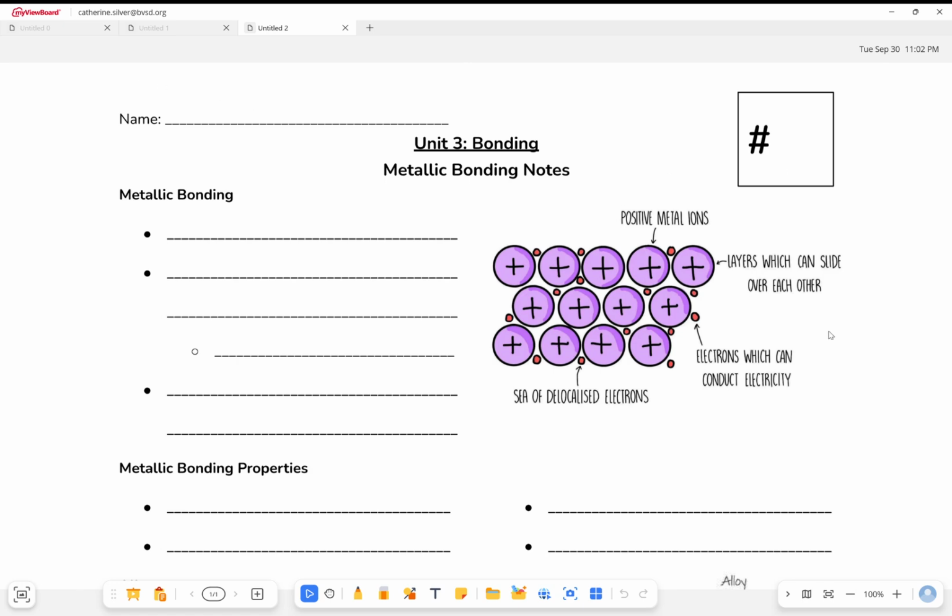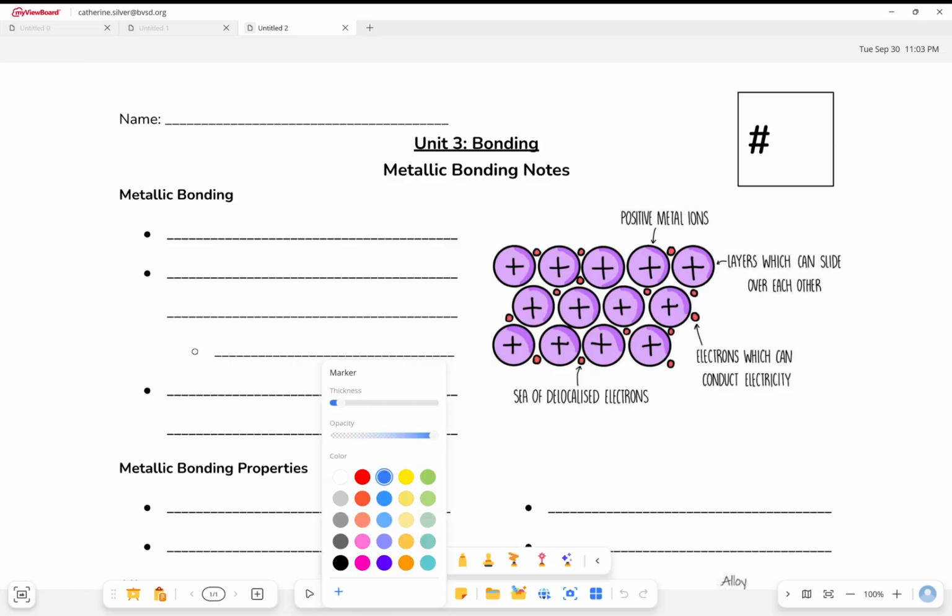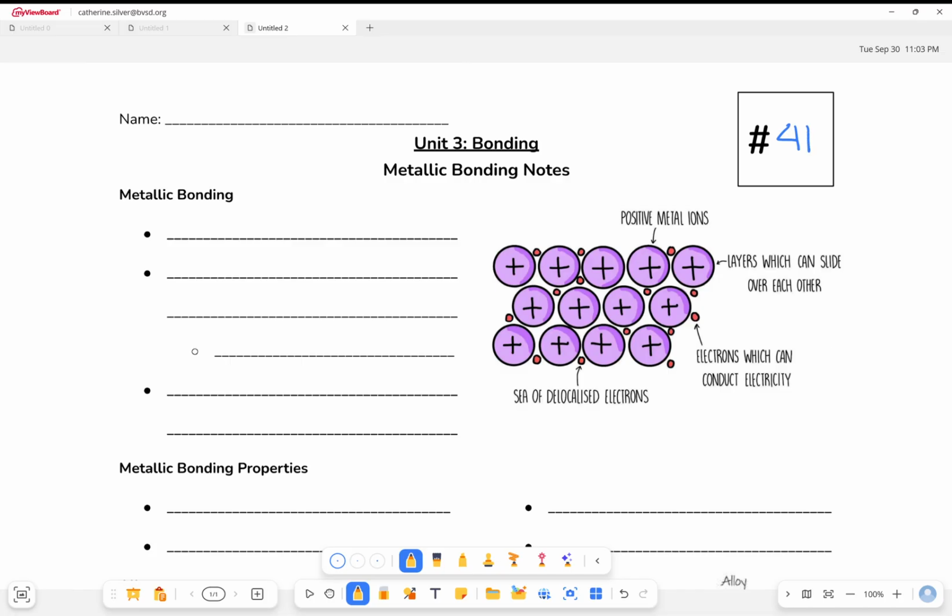Okay, so hopefully you've done the formative number 3 in Schoology, covalent bonding notes, the metallic bonding video, and now we are going to do the metallic bonding notes. This is going to be page 41 in your binders. From the video, hopefully you saw that metallic bonding happens between metals. Metals and only metals.